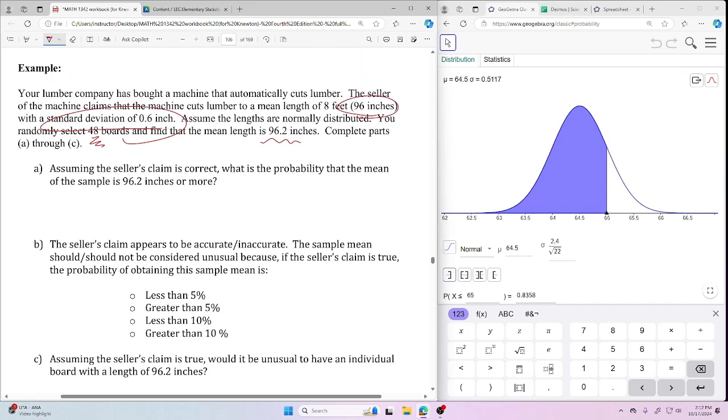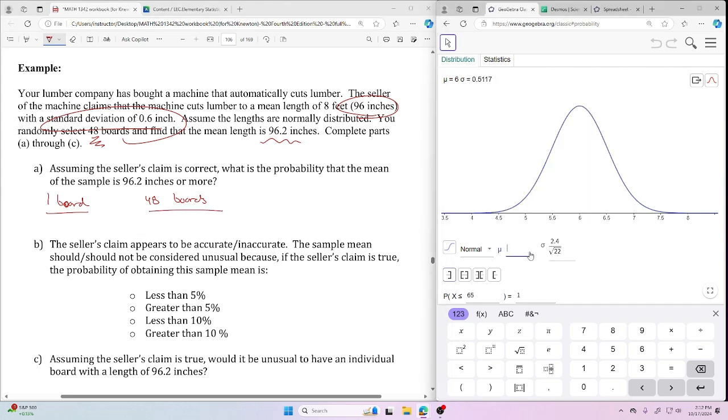Normally the lumber cutter problem does a single board versus a lot of boards. So I'm going to do one board, and then I'm going to do the 48 boards. I'm going to compare them, okay? Let's look at the different probabilities. What do I put in for my mean? 96. They want inches for everything here. Standard deviation of 0.6 divided by the square root of? Let's start with 1.